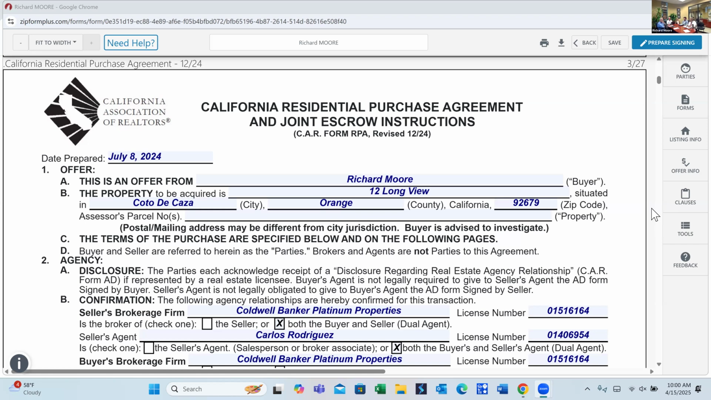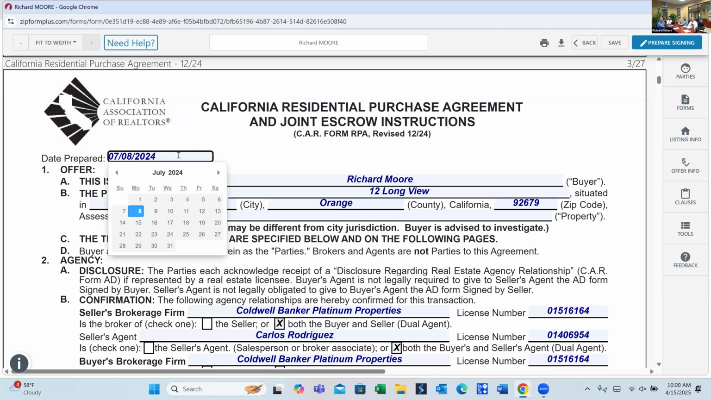And there have been some changes since the last revision of the RPA. But let's just go from the very beginning. When creating the RPA, I'm not going to go through all the additional forms that are accompanying it because it's just going to take our time. But when we begin, we're going to insert the date prepared, and I have a date prepared of, let's change that. Just change that, right?